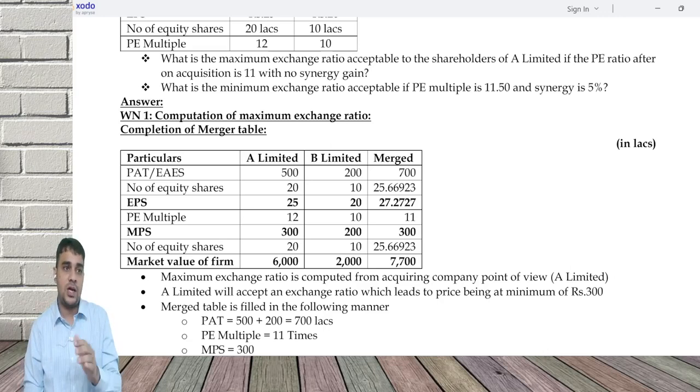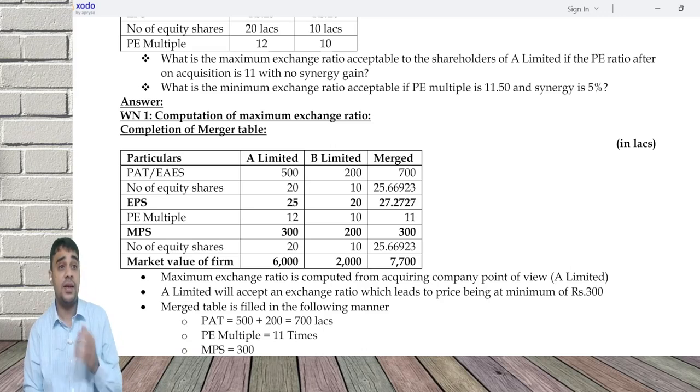You get the number of shares, which is shares of AC plus the shares issued to TC. Shares issued to TC depends on an exchange ratio, which would be given in the question, or the basis would be given. If the basis is given, you will have to swap the basis, get the number of shares issued, add the number of shares, get the EPS. The P/E multiple you can copy from AC, or they can give a P/E multiple, or it can be a weighted average. Weighted average is PAT of AC into its P/E multiple, PAT of TC into its P/E multiple, divided by PAT of AC plus PAT of TC. We use that as a P/E multiple and then compute the MPS and market value of the firm. This is one part of the analysis which we did.